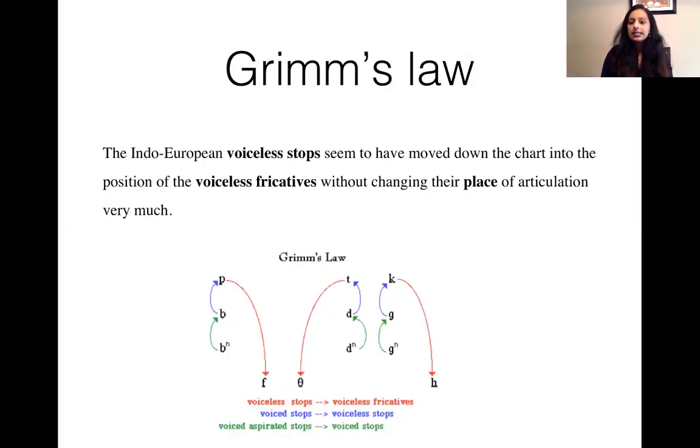So this is Grimm's law, and it'll be great for you to have this diagram, make a note of this, especially when you're doing your midterm, for example. The Indo-European voiceless stops moved one place down in articulation, right? They didn't change their place of articulation much, but they just moved down the chart into the position of the voiceless fricative. So this is how Grimm's law, or the chain reaction of Grimm's law, actually happened.